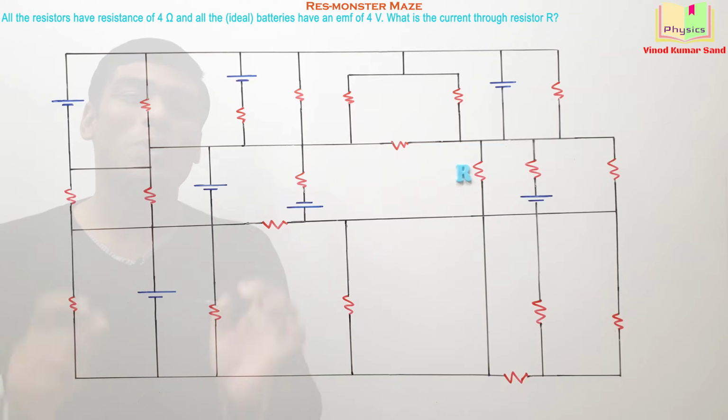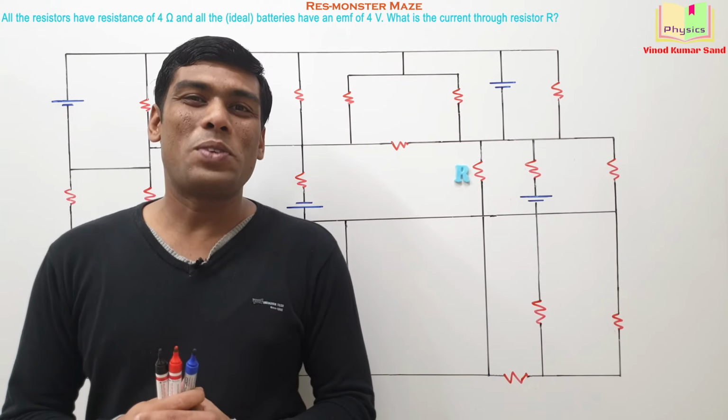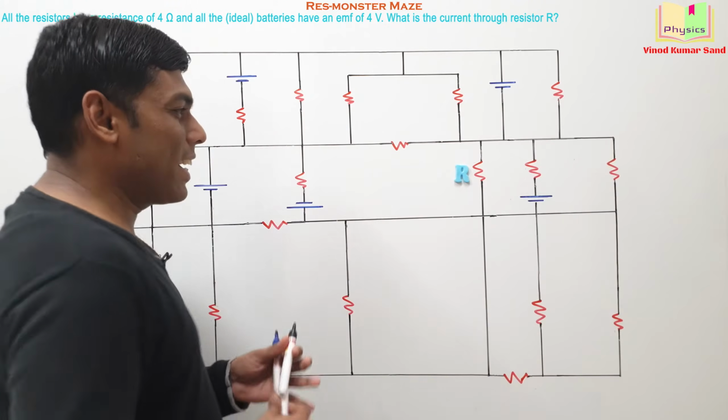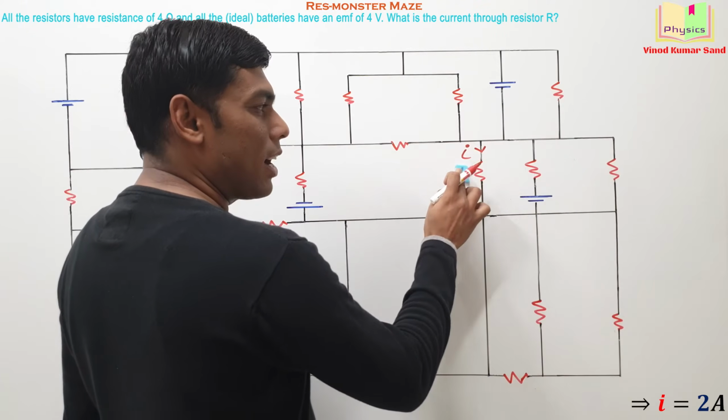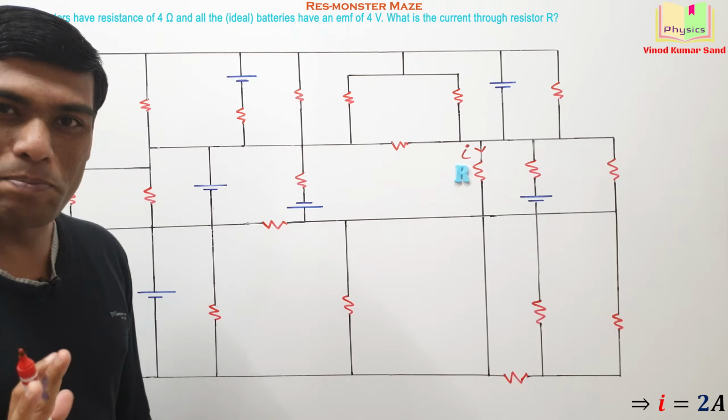I request you to pause the video here and give it a try, then I'll be simplifying it. I hope you are done with your calculation and the correct answer is 2 ampere. The current through this resistor R is 2 amperes.